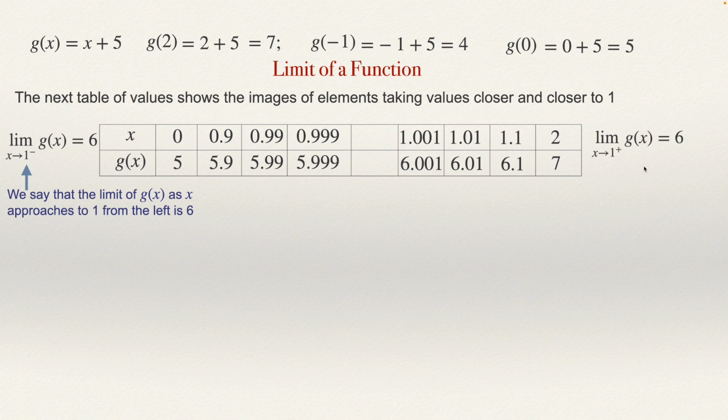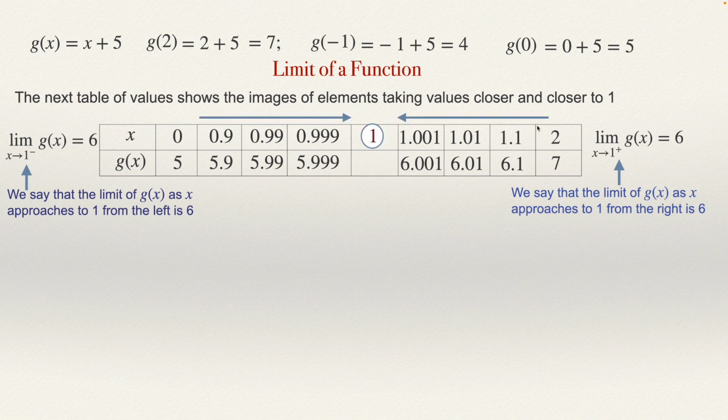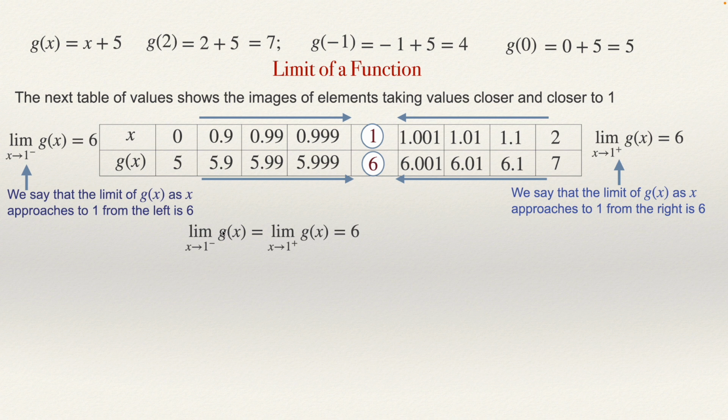And we're going to type this way, and we're going to speak this way. We say that the limit of g(x) as x approaches 1 from the right is 6. If the limit from the left and the limit from the right, when x approaches 1, are the same, we are going to write then that the limit of the function as x approaches 1, and I'm not going to say left or right, is equal to 6.